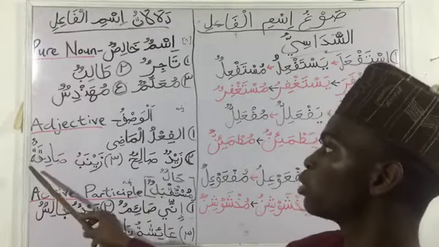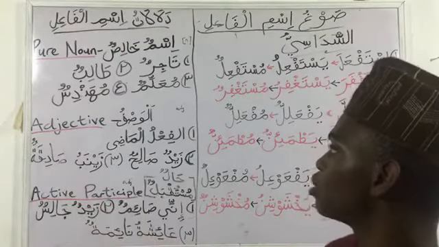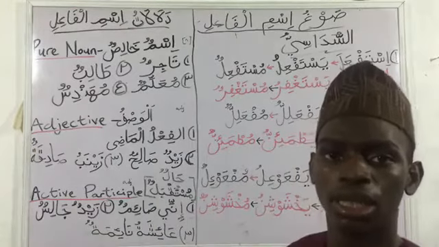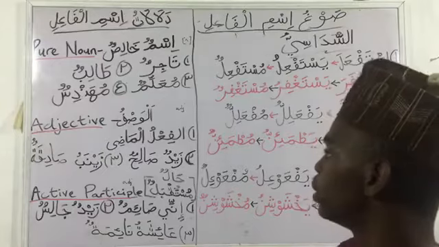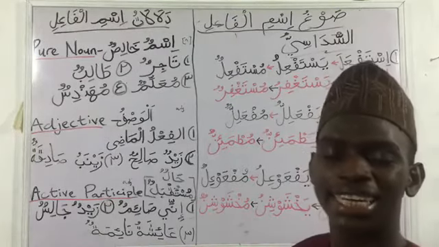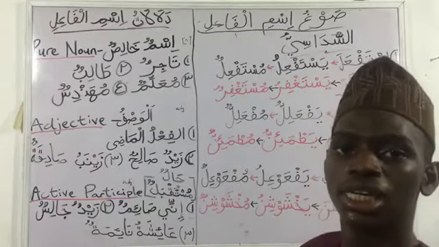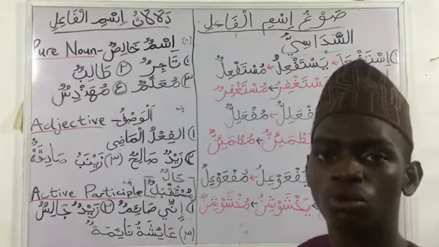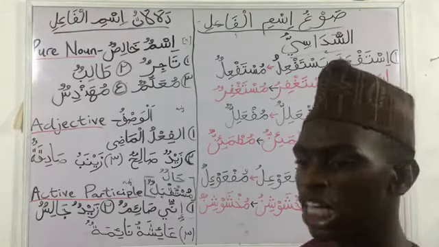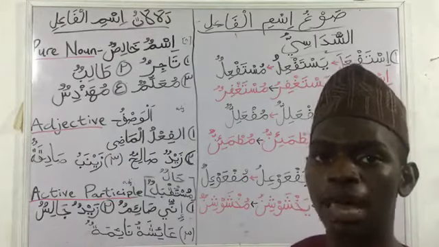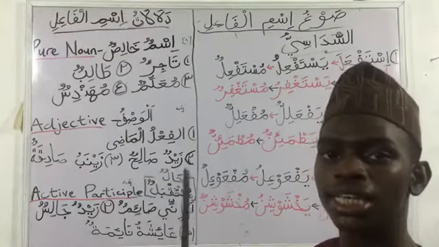A ta marbuta, and it becomes feminine. So if you look at our verbs dictionary that we are using in this course, you will see that it helps us in knowing and identifying the cases in which an Ismul Faa'il is acting either as a pure noun or as an adjective. So if you check these words in your verbs dictionary, you will see that it's in a bracket.